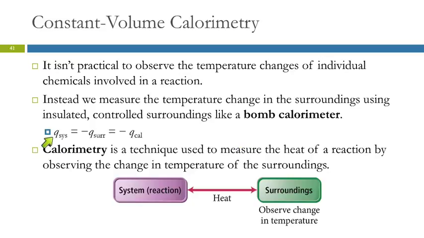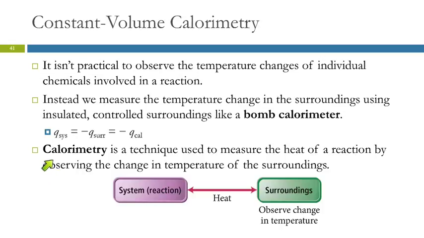So we define the system as the chemical reaction. The surroundings would be the bomb calorimeter. And so the energy lost by the system is equal to the energy gained by the surroundings, or vice versa. And this will be the heat gained by that calorimeter.